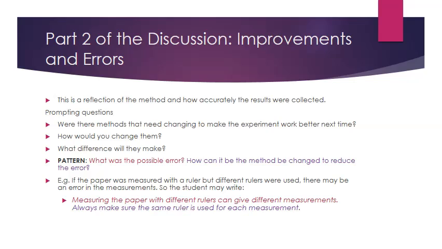You can see from my colours here that we have pink and then purple. And down here in my example, I've also got pink and then purple. So you can see that it was what was the possible error and then how can the method be changed to reduce the error.